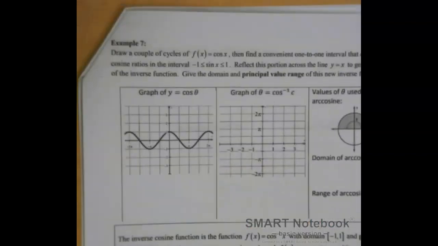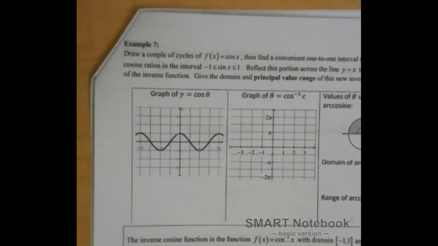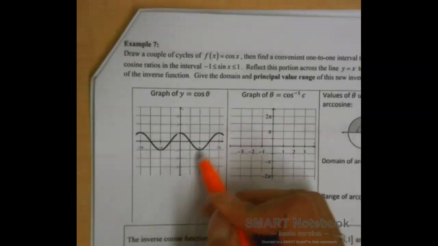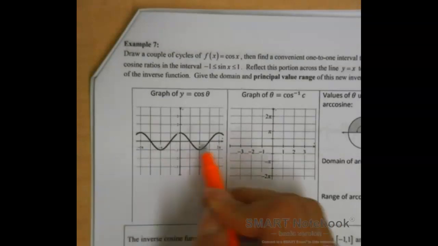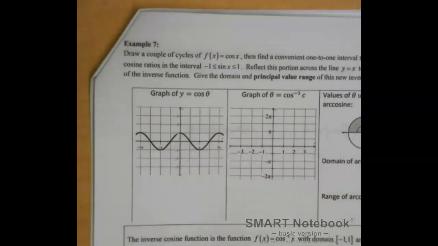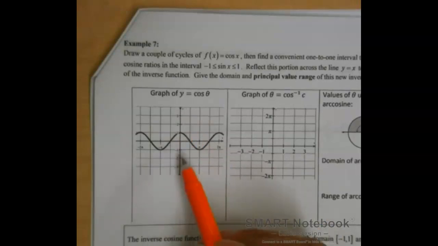As of right now, same thing with cosine. It would pass the vertical line test if you draw vertical lines, but the horizontal line test, if, for instance, you use the x-axis, it's not going to pass. So what I need to do is kind of restrict this so that way it will actually pass the horizontal and vertical line test. So you want to pick something that's close to the y-axis.